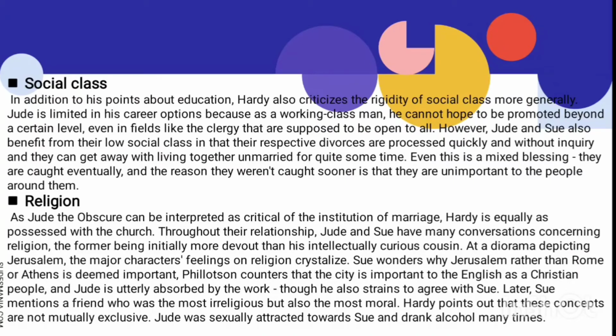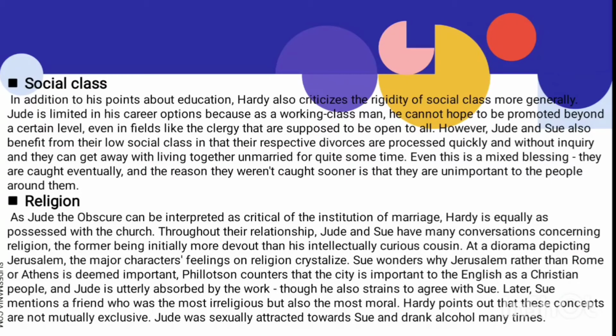However, Jude and Sue also benefit from their low social class in that their respective divorces are processed quickly and without inquiry, and they can get away with living together unmarried for quite some time. Even this is a mixed blessing. They are caught eventually, and the reason they were not caught sooner is that they are unimportant to the people around them.